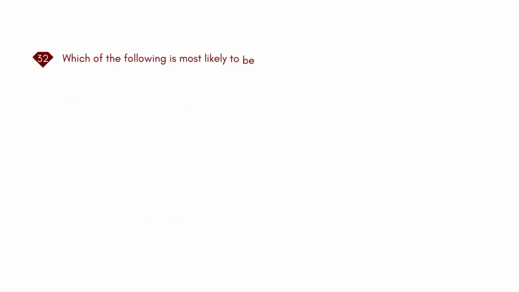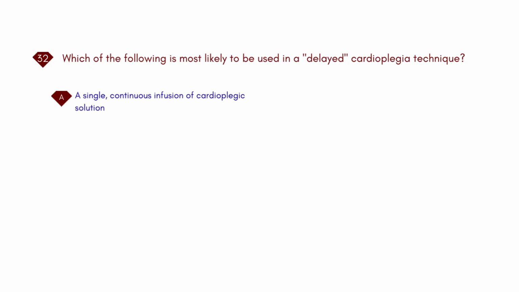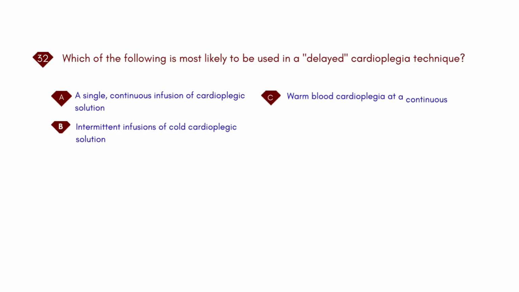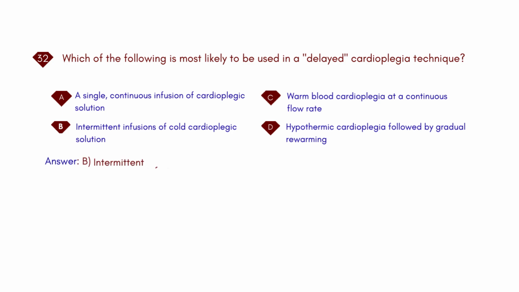Which of the following is most likely to be used in a delayed cardioplegia technique? A. A single, continuous infusion of cardioplegic solution. B. Intermittent infusions of cold cardioplegic solution. C. Warm blood cardioplegia at a continuous flow rate. D. Hypothermic cardioplegia followed by gradual rewarming. Answer: B. Intermittent infusions of cold cardioplegic solution.